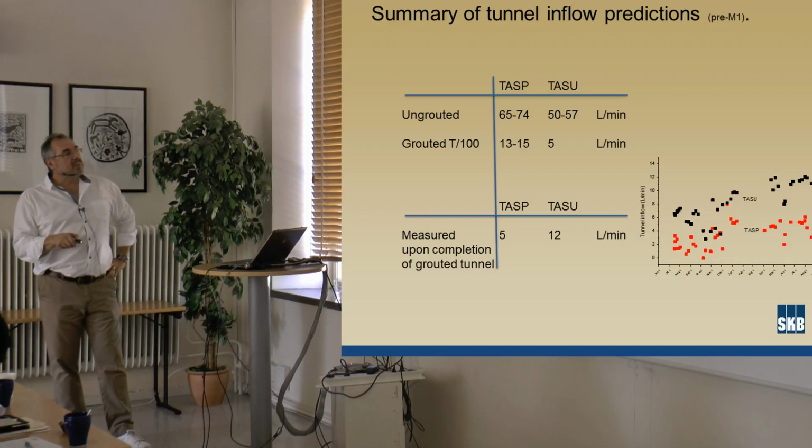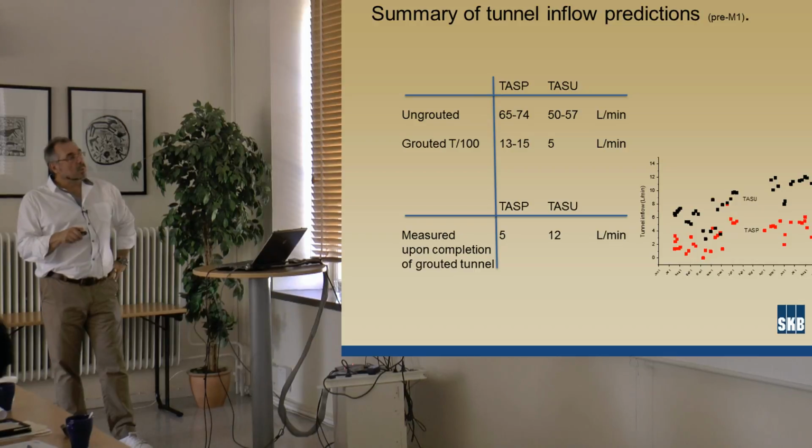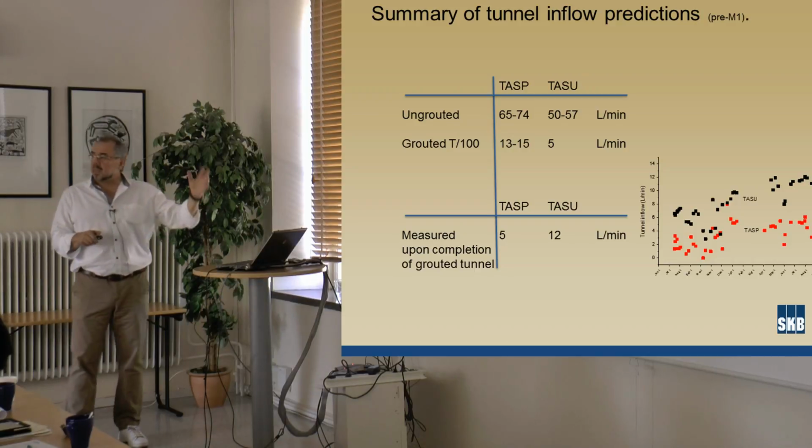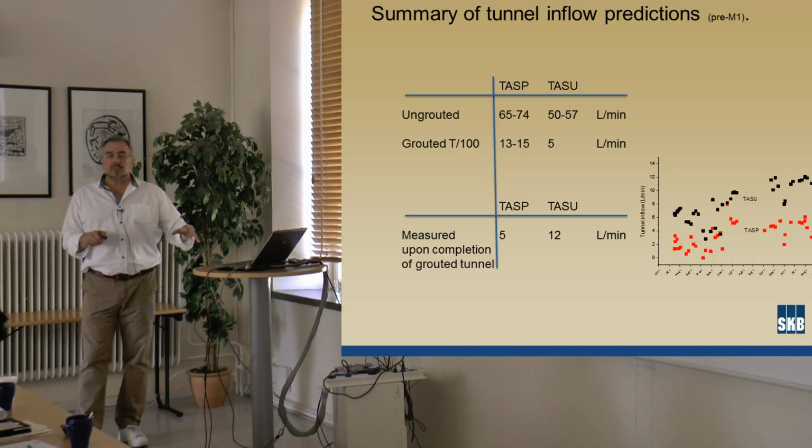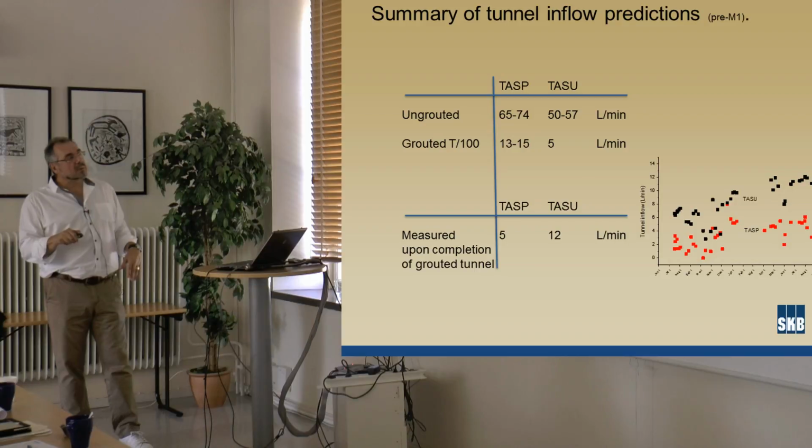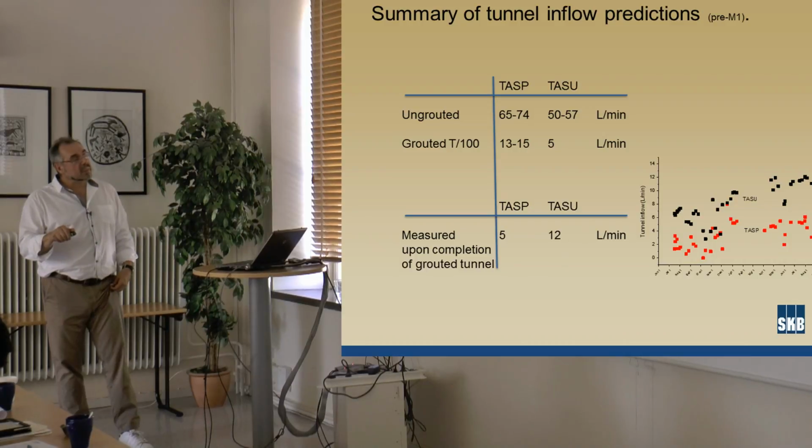That was selectively. So for the grouted case, the prediction was that in one tunnel we would obtain around 40 liters a minute and the other 5 liters a minute if we grout it. If we grout it and we decrease the T over 100, which means that if we decrease the permeability by 100 times, because this was also an option, we get this. That was predicted, this is measured.